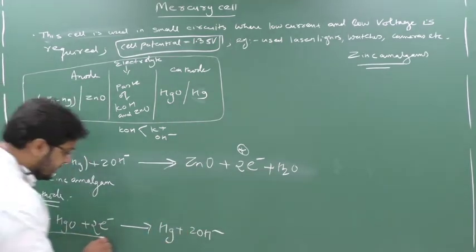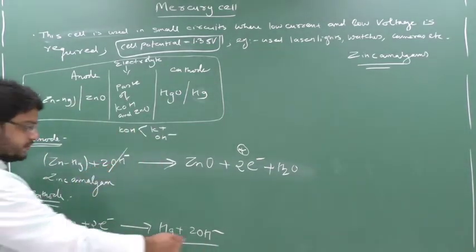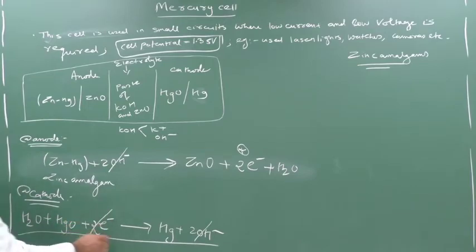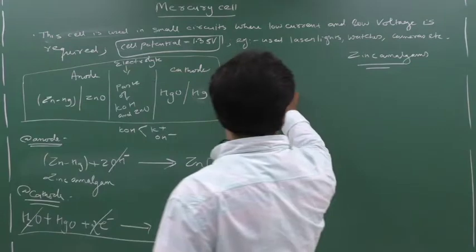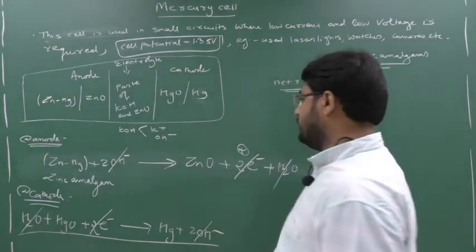Now we write down the net reaction. So writing down the net reaction, I'll cancel this 2OH minus, 2OH minus, this 2 electrons, 2 electrons cut, 1H2O, 1H2O. So I will write down here the net reaction. So what will I get as the net reaction? What will I write down?